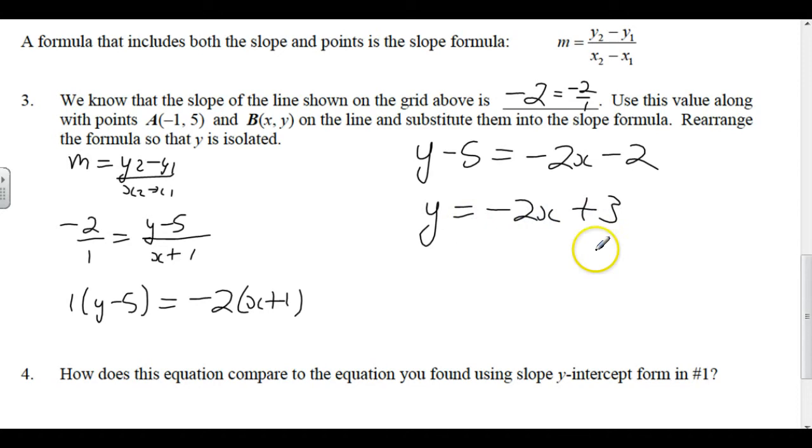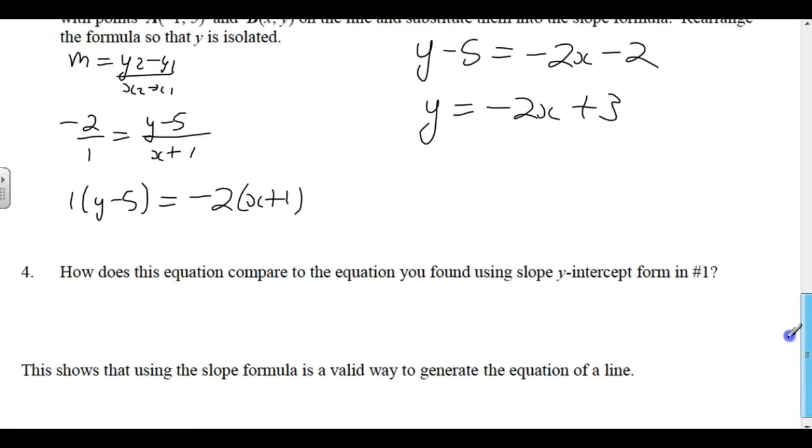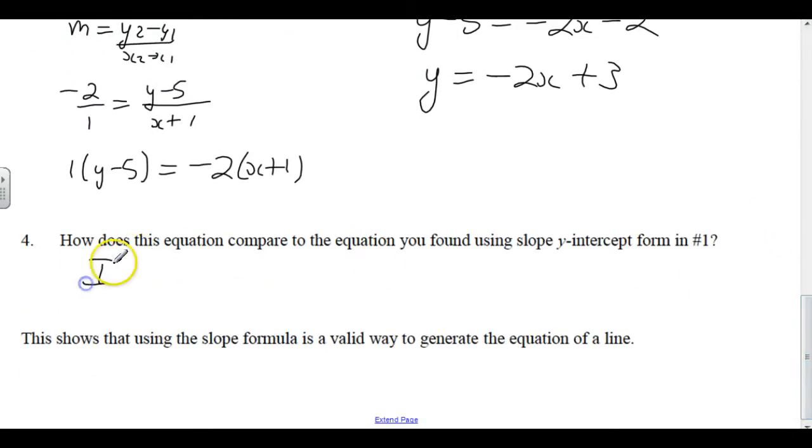And how does that compare? Well, that's the same as the equation above. It's the same. So the slope formula is a valid way to generate the equation of a line.